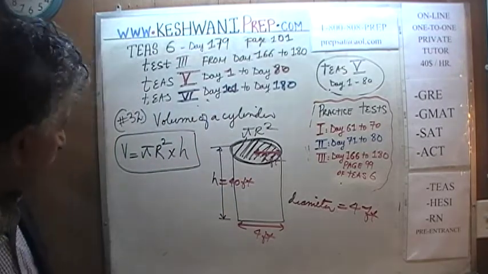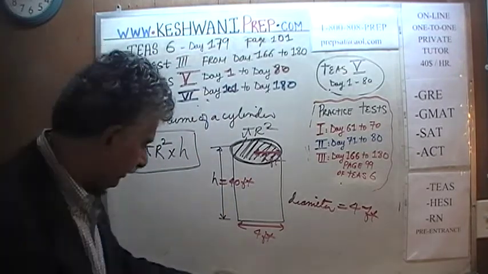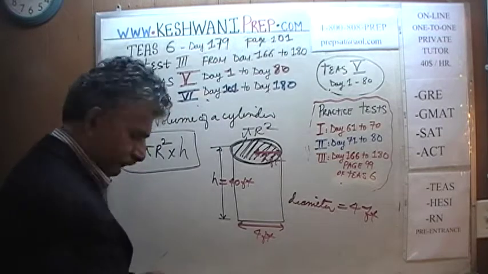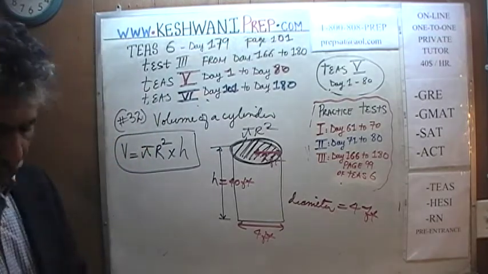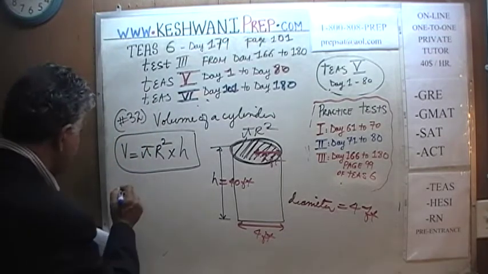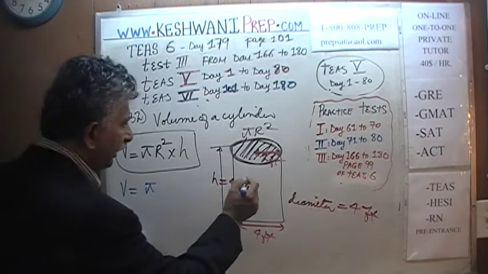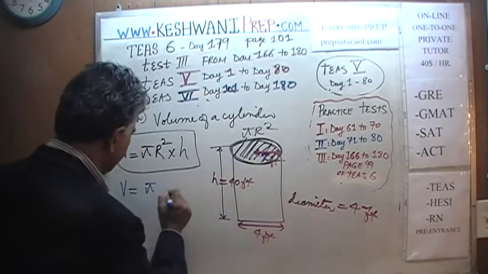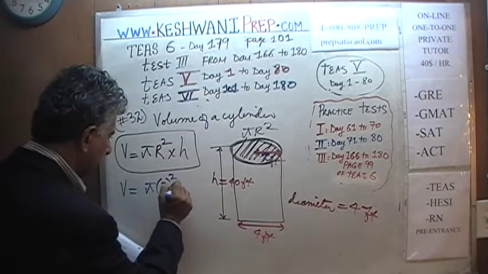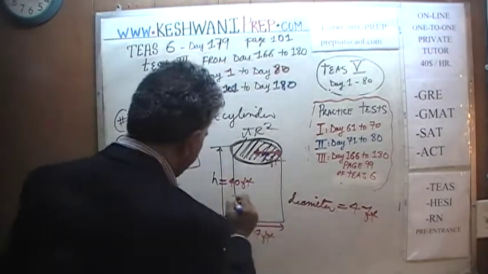So let's find out the volume. All we're going to do is substitute the values. So the volume is going to be pi times r squared. R is 2. Remember, r is 2. So it's going to be 2 squared times the h, which we know is 40.